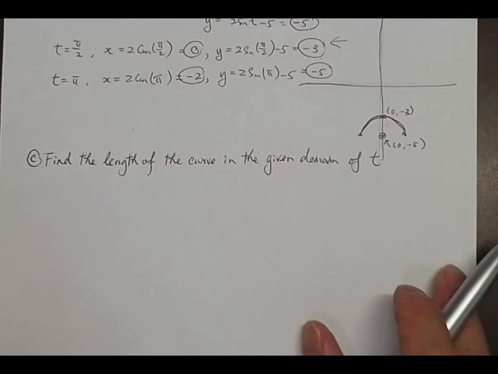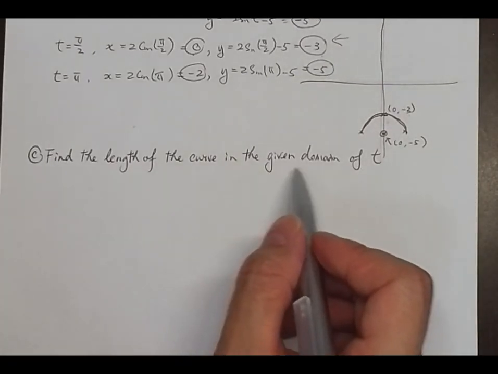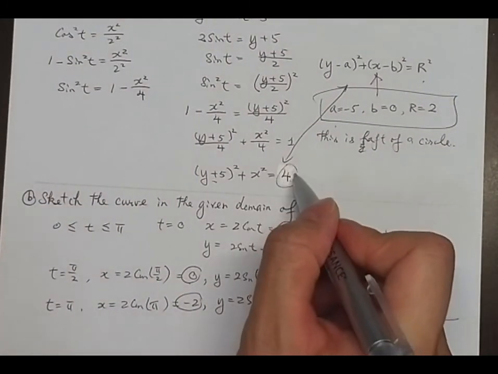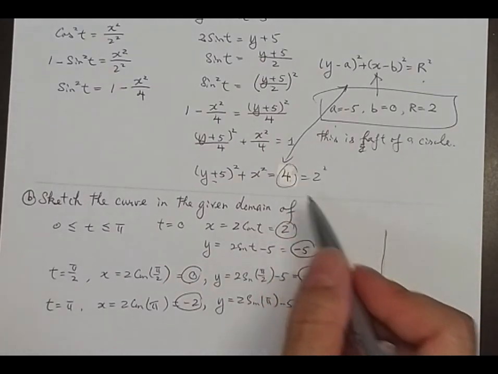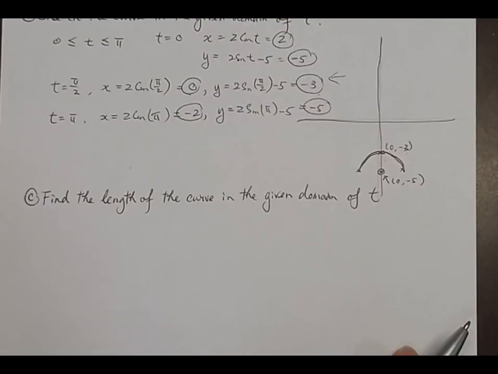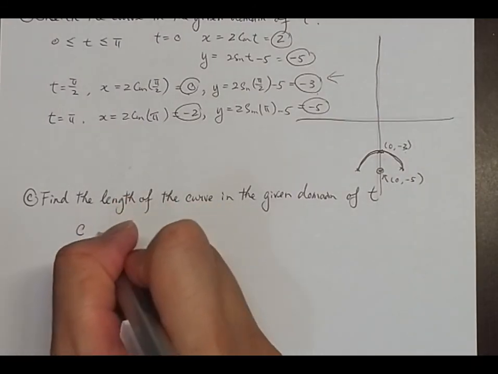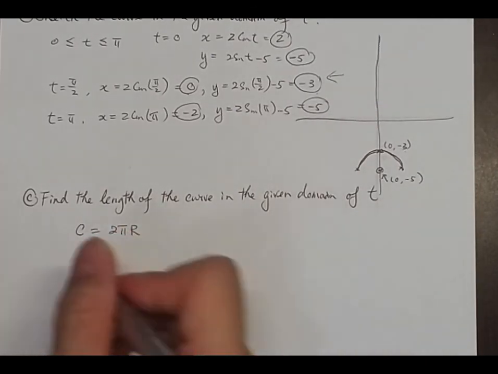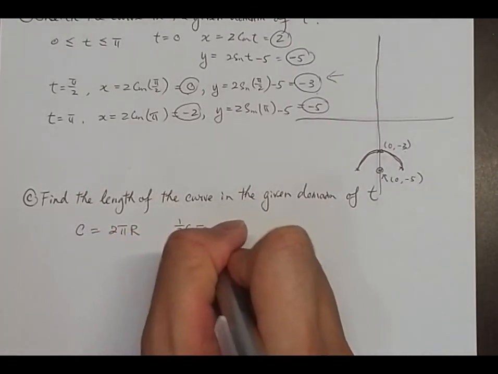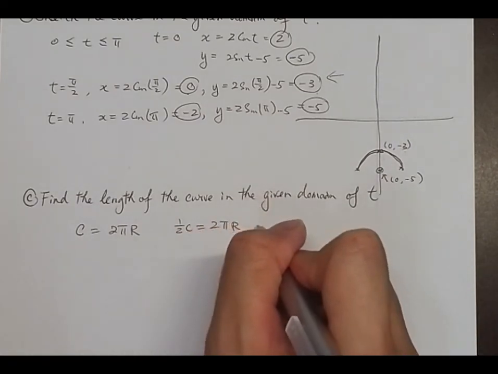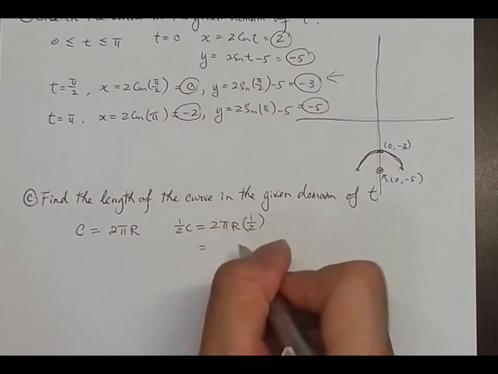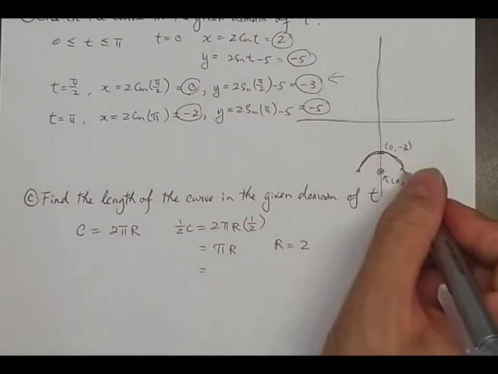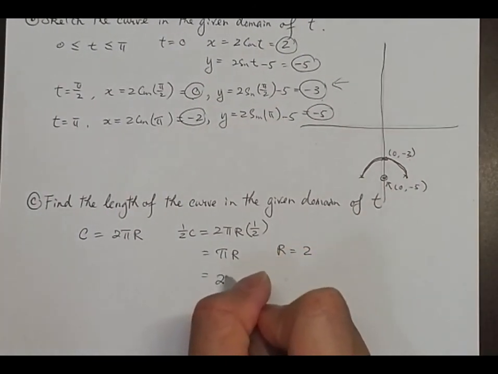And part C, find the length of the curve in the given domain, because this is half of the circle with the radius of 2. So with the radius of 2, the circumference of the circle is 2 pi r. But this is only half of the circle, so half the circumference is equal to 2 pi r over 2. So it's pi r. And r is equal to 2, so the length of this curve is equal to 2 pi.